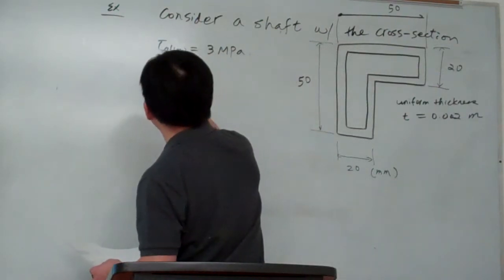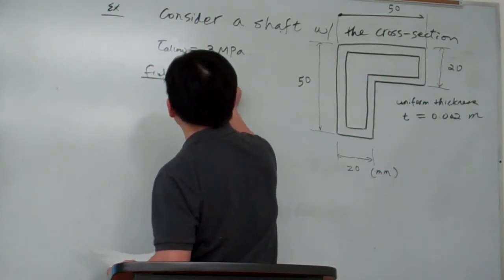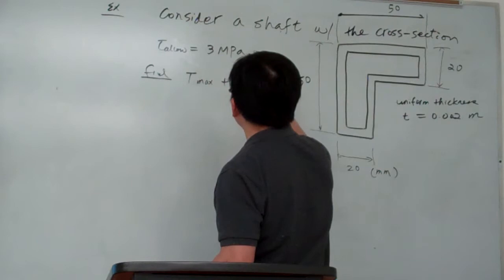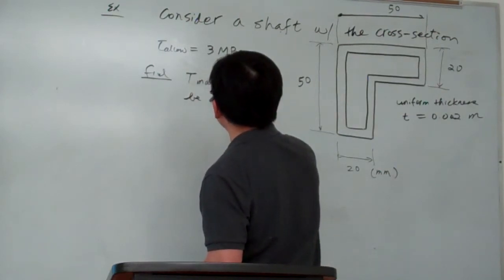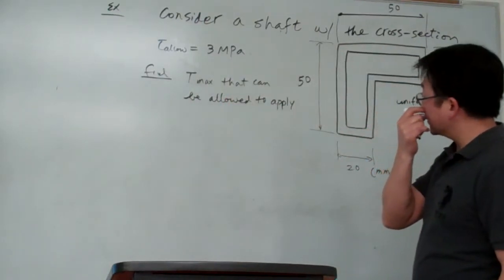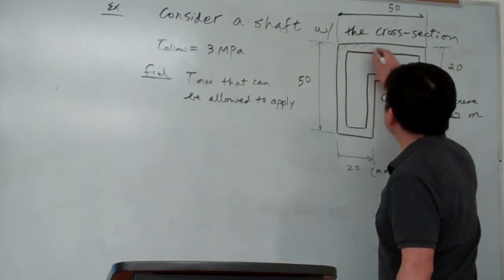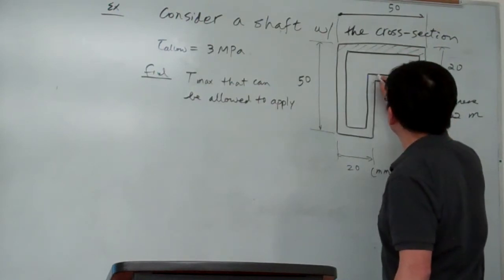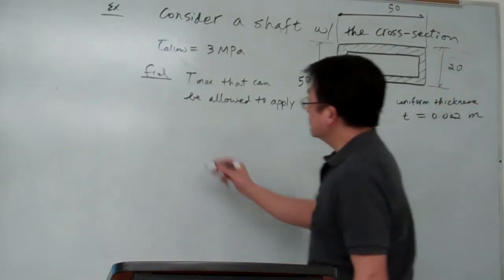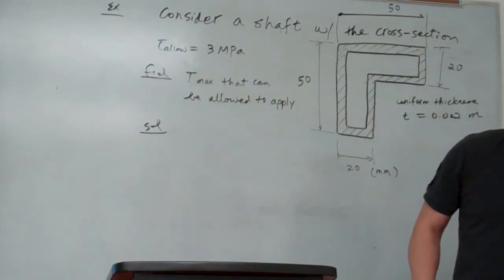And we want to find, the first one, the maximum torque that can be allowed to apply to the shaft. Okay, so we try this one first. Basically, this is the thin wall material looking like this. So for this case, we can apply this formula.